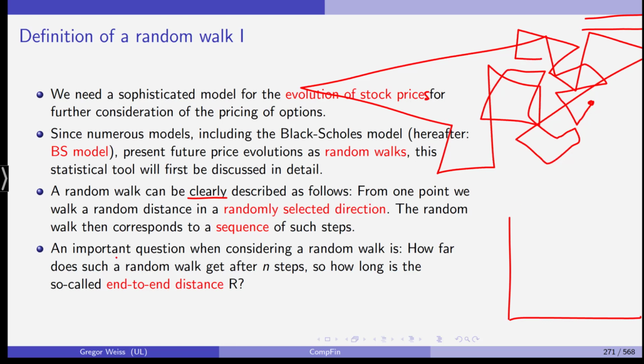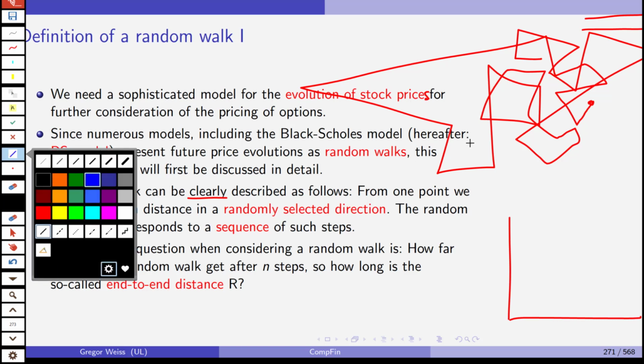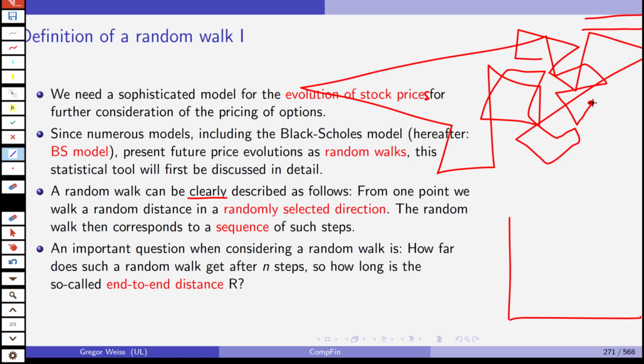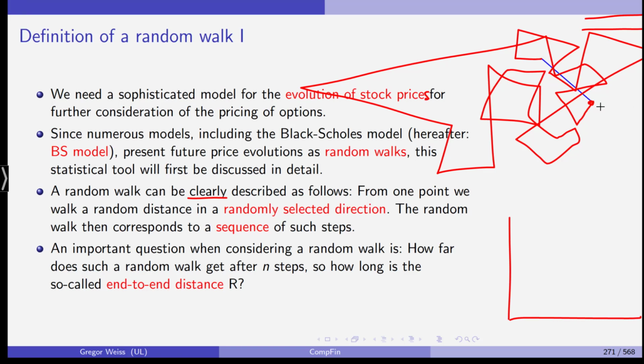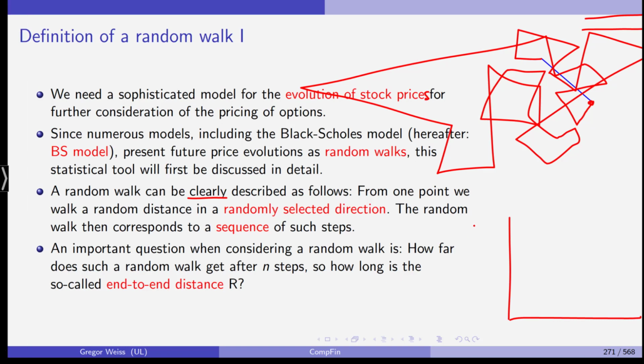Now, one important question is, how far does such a random walk get you after n steps? So how long is the so-called end-to-end vector r? Let me show this: this is the end-to-end vector. I started here, and this is where I ended up. So the question is, how long is this end-to-end vector? Let's call this r.